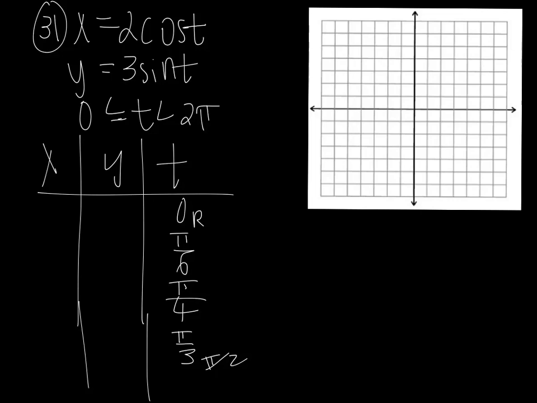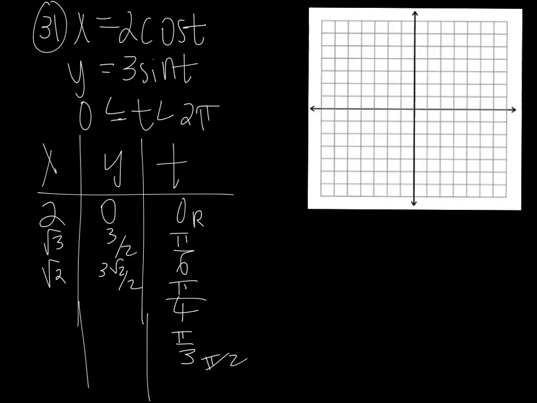So at 0 radians, the cosine is 1, so that's a 2, and the sine is 0, so that's a 0. Cosine at pi over 6 is root 3 over 2, so that's root 3. And the sine is 1/2, so that's 3/2. Pi over 4, root 2 over 2 times 2 is root 2. 3 times root 2 over 2 is 3 times root 2 over 2.